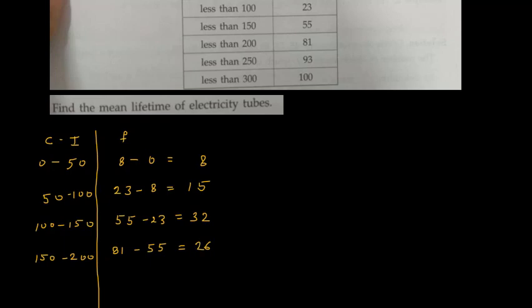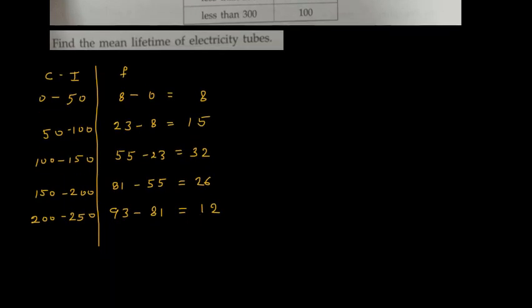Then 200 to 250, it is 93 minus 81, which is 12. And finally 250 to 300, here we have total 100 minus 93. So 100 minus 93 is 7. This is your frequency column.